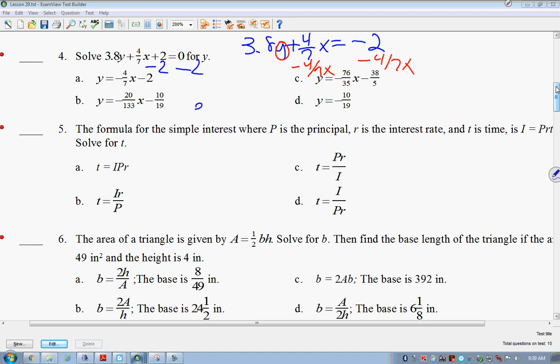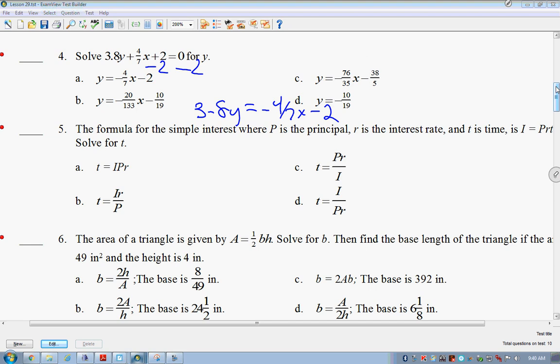We've got 3.8y equals what? Perfect. -4/7 x minus 2. Okay, so that's simplified up to that point. All right. Let's see. That's 3.8y. All right. What's next, McEwen?